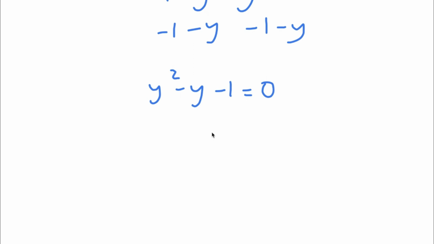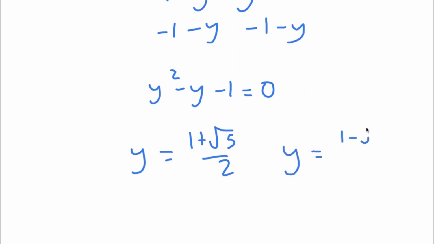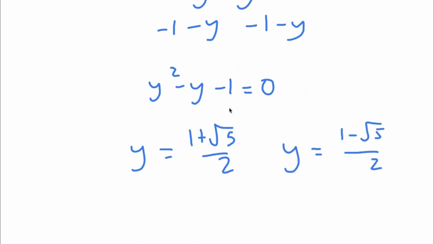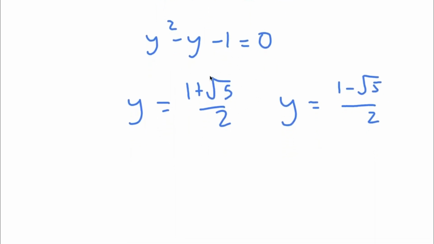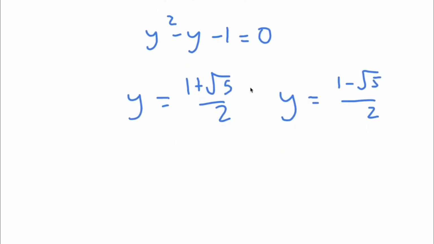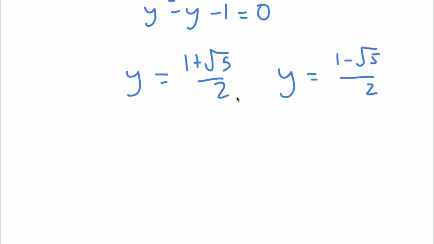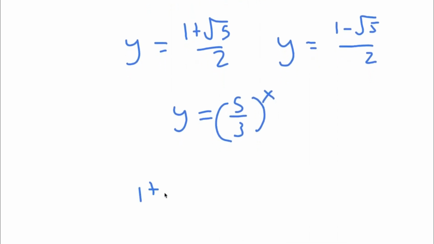So if I plug this into the quadratic formula and solve, I get y is equal to 1 plus the square root of 5 over 2, and also 1 minus the square root of 5 over 2. I'm not going to waste your time putting that in the quadratic formula, so I simply just wrote the solutions out. Now, remember how y is equal to 5 over 3 to the power of x. So now I have 1 plus the square root of 5 over 2 is equal to 5 over 3 to the power of x.